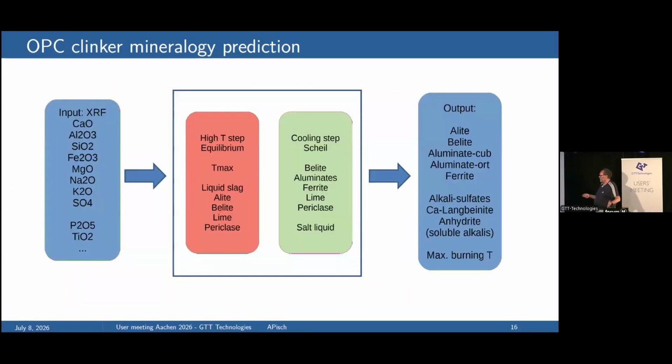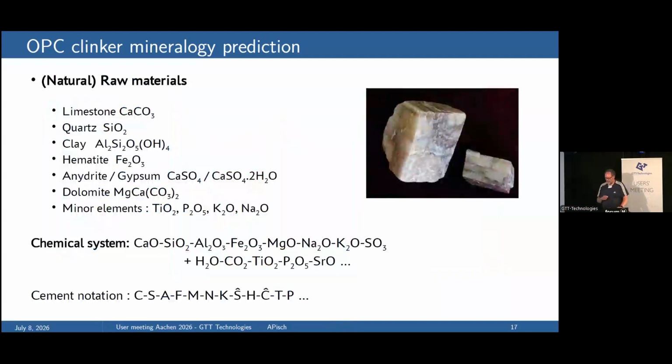Okay, so here's the model. Input is the composition from the XRF measurement. I calculate the high temperature step, which is an equilibrium step. I fix the liquid, I calculate the maximum temperature, and then the cooling step, in which all other phases come out. Oxides, for example, belite, aluminates, etc., but also the salt liquid, because I already have sulfates in the system. So I have then the mineralogical composition that I can compare to real measurements.